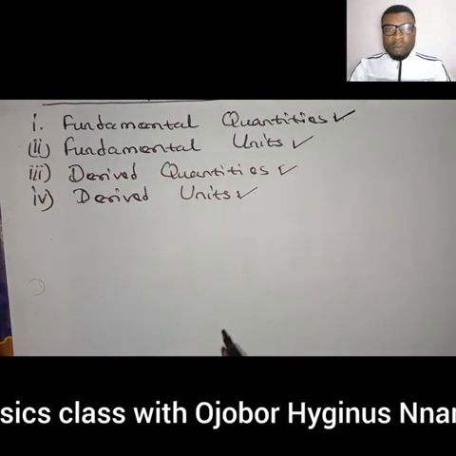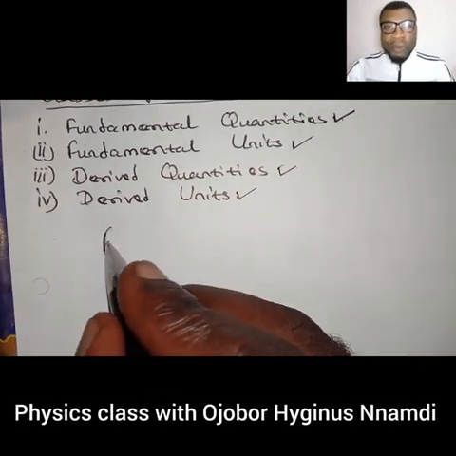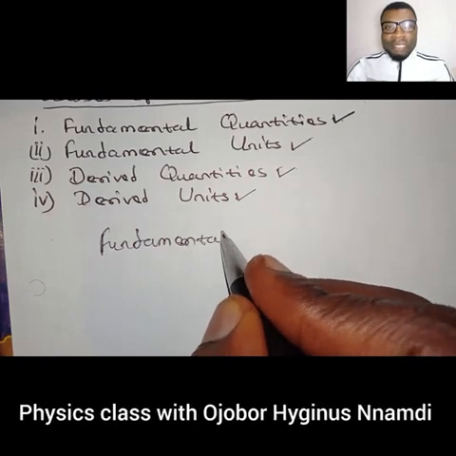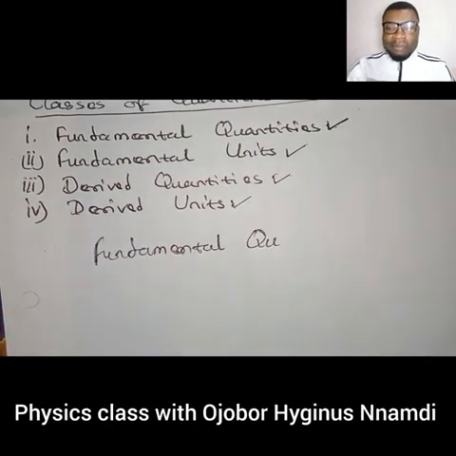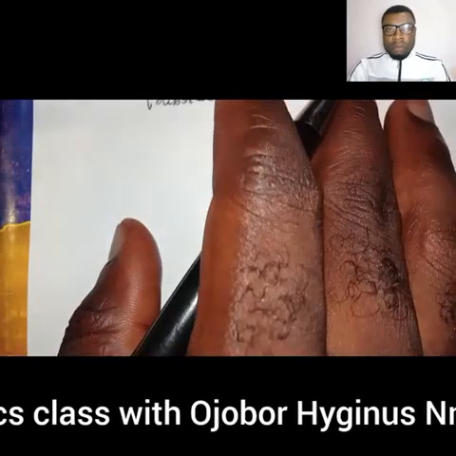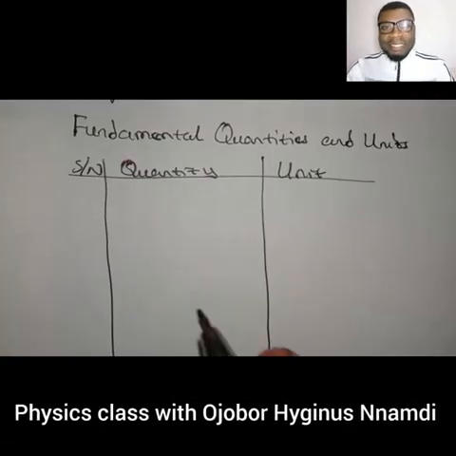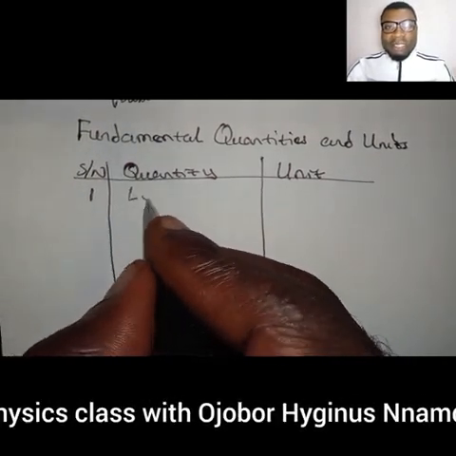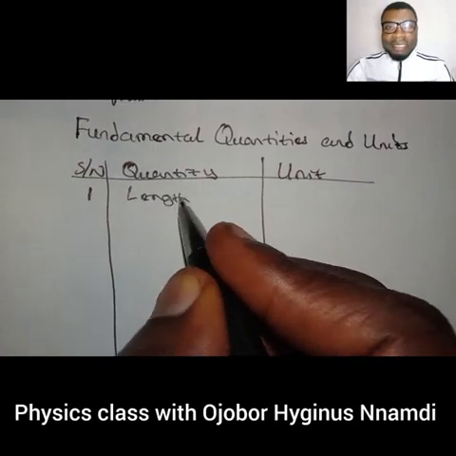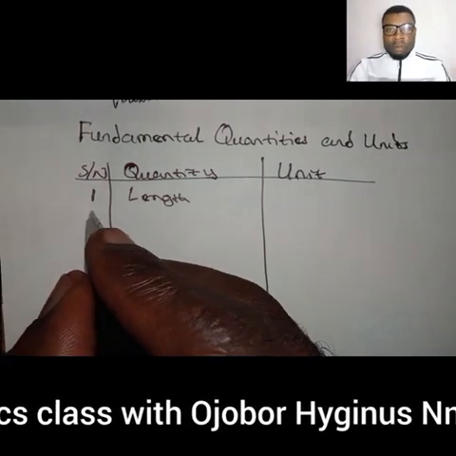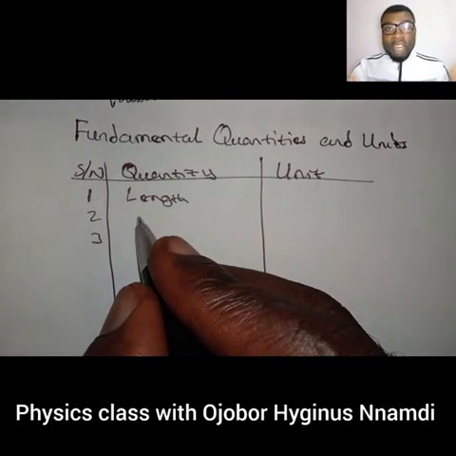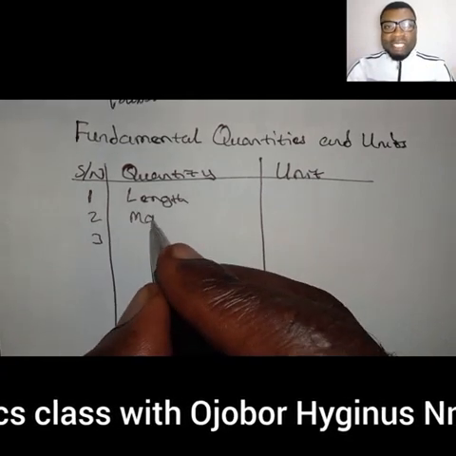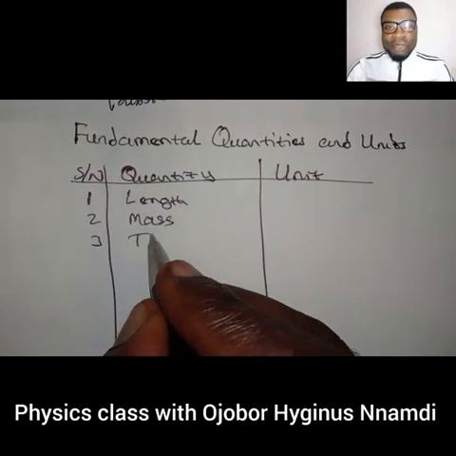Examples of fundamental quantities and their units. So we look at these basic fundamental quantities. Number one, we have the length. Length is a basic fundamental quantity. We have the mass. Of course, we have three basic fundamental quantities. If you are asked in exam to mention the three basic fundamental quantities, we have the length, the mass, and then the time.